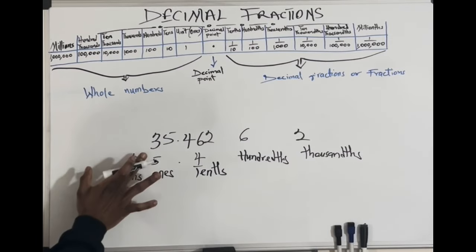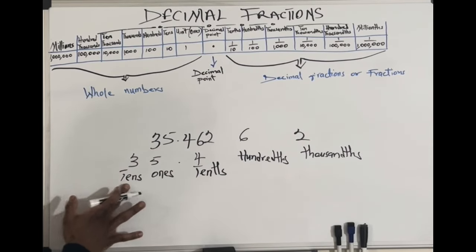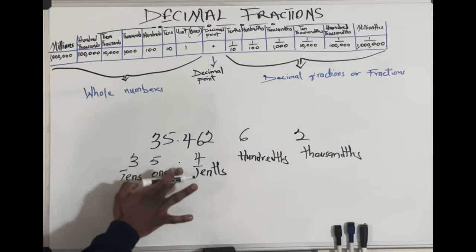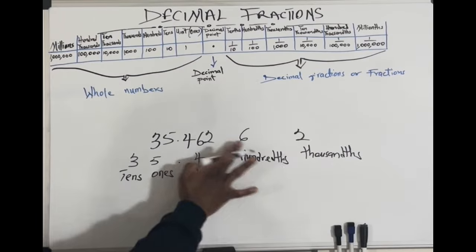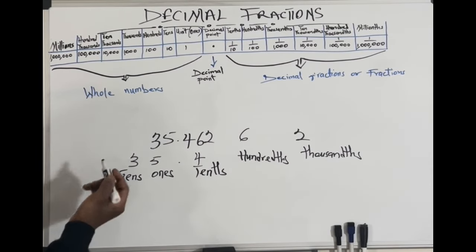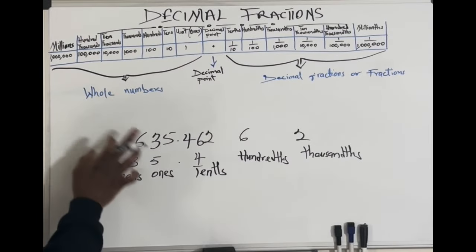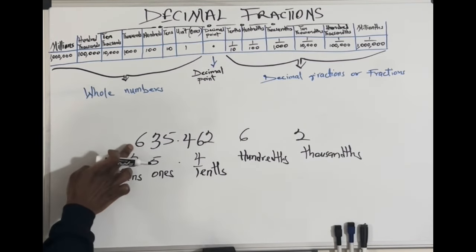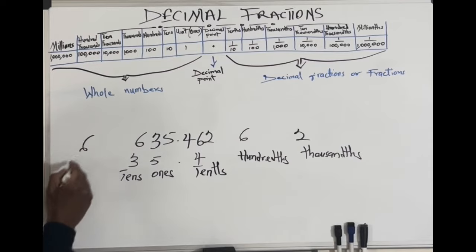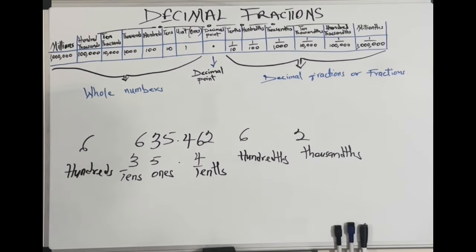Okay, so 35.462 is 5 ones, and a decimal point, then 4/10, 600ths, 2,000ths. So if there should be another number here like 6, what will it be? So let's see, 5 ones, 3/10, then 600s, and it goes on and on.